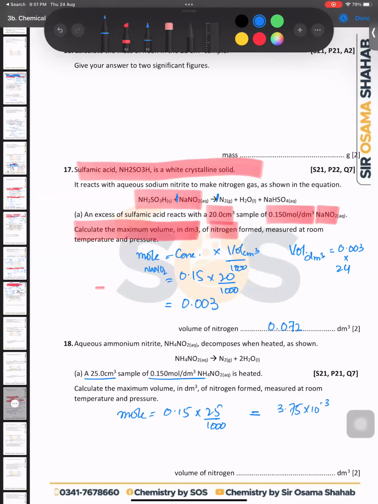And you can see the moles of ammonium nitrite and nitrogen are the same, so we need to multiply it with 24 to get the volume in decimeter cube. जी बताइए कितना आया? 0.09. Absolutely right. तो बच्चों आप देख सकते हैं कि अच्छा खासा मामला हमने यहाँ तय कर दिया है मोल्स का, और ऑलमोस्ट मोल्स हमारे पास यहाँ पर फिनिश हो गया है.